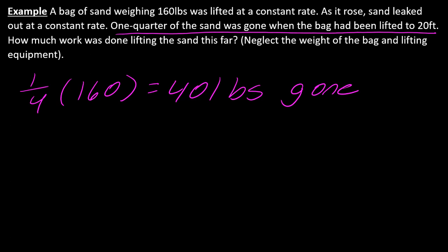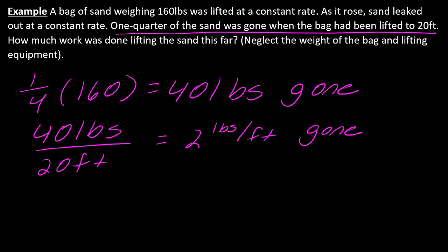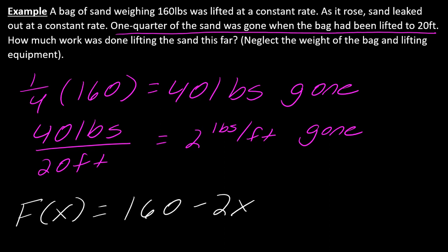Okay, so first of all, how much sand was gone? So 1/4 of the sand was gone. So 1/4 of 160, that's 40 pounds that's gone. Okay, so if I've lost 40 pounds of sand over 20 feet, that means 2 pounds per foot is gone. So I need to model that in my integral. So what is happening here is this 160 minus 2x. Okay, so what does x represent? X is going to represent how far we've gone up from 0 to 20 feet.